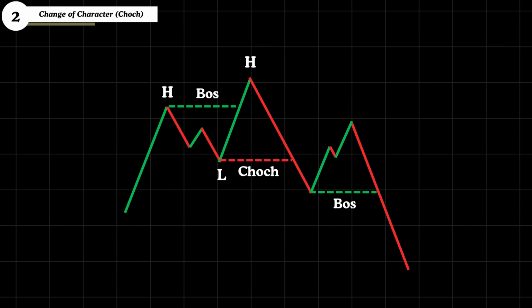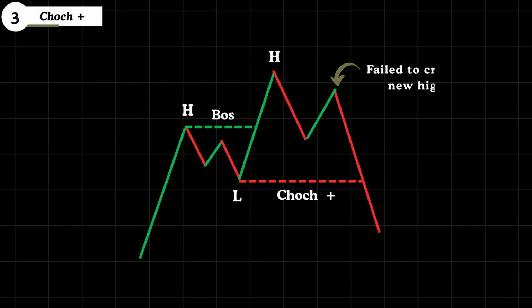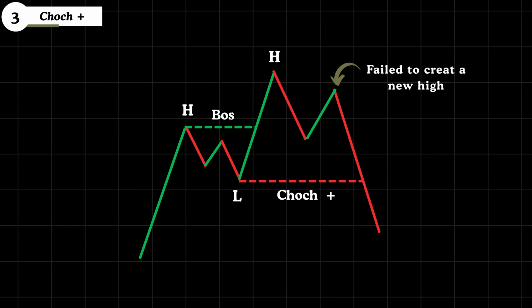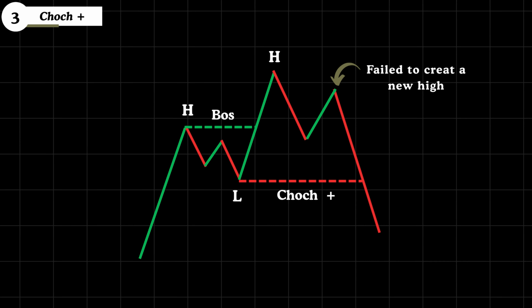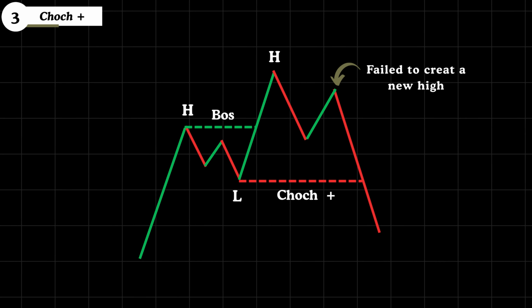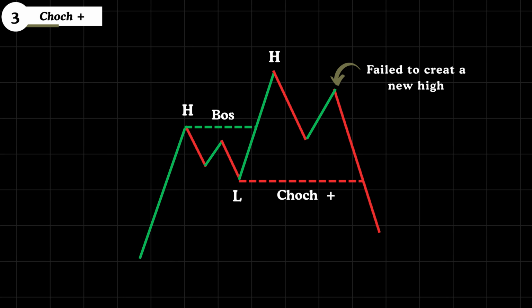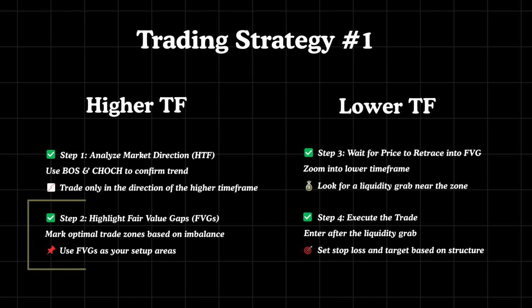But here's where the price action toolkit goes a step further. It can also detect when the market forms a lower high before breaking a bullish structure. This is shown as CHOCH+, which represents a stronger and more reliable shift in character, potentially offering a higher quality reversal signal. Up next, we have fair value gaps.